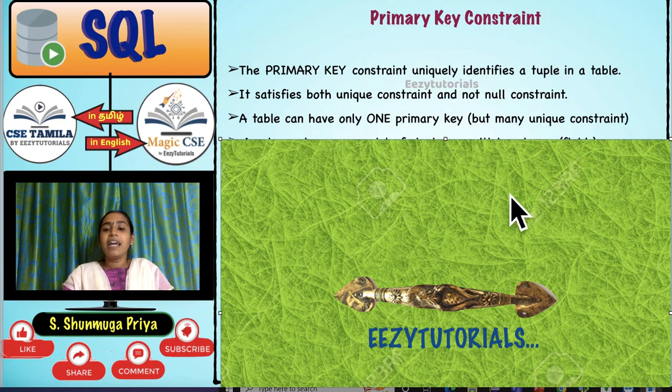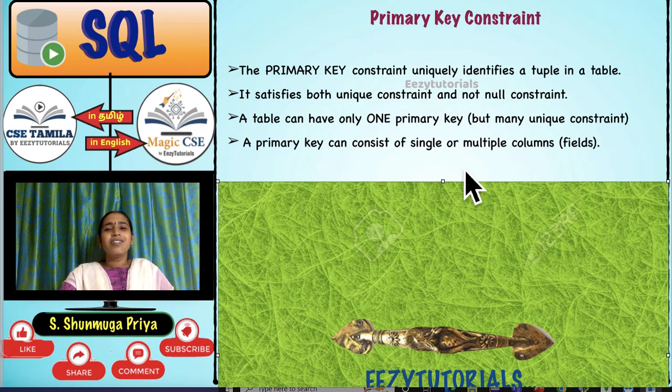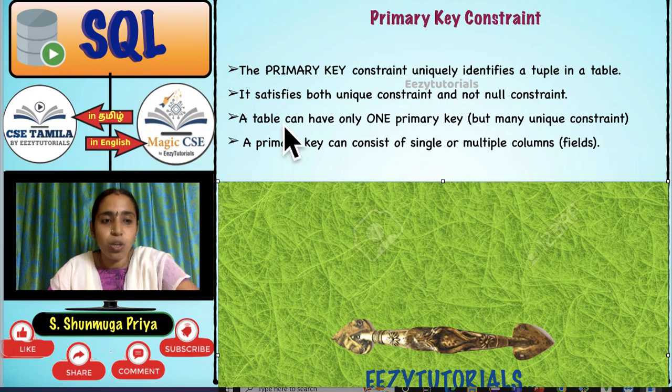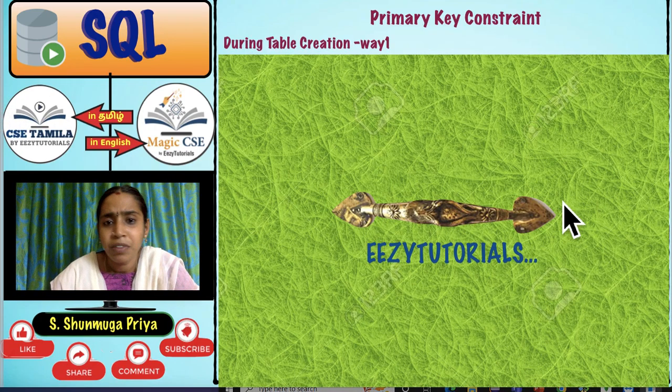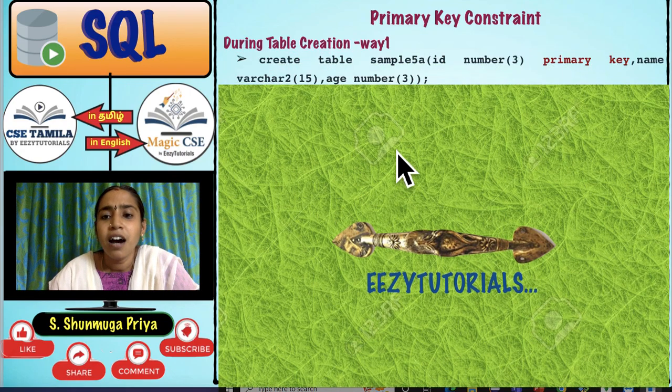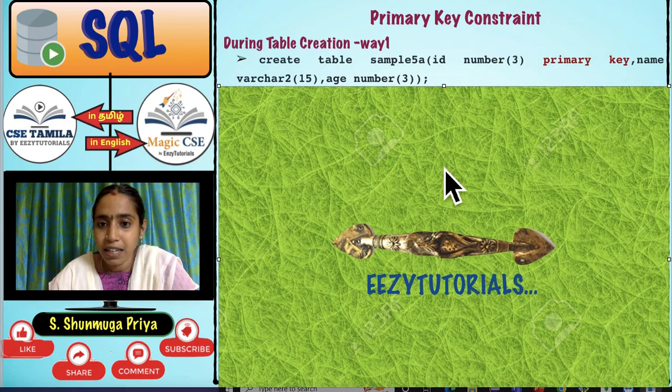In a table you can have only one primary key, but you can have many unique constraints. It is not necessary that a single column should act as the primary key. Two or three columns, more than one column together, can be considered as a primary key. In this video, we'll see the different ways to create a primary key. The first way is with the help of the keyword primary key.